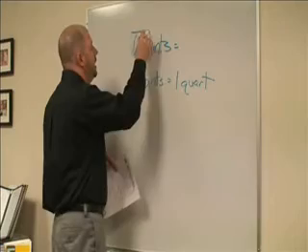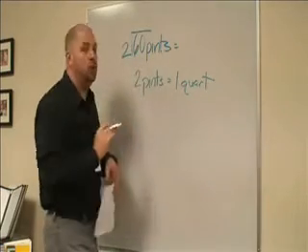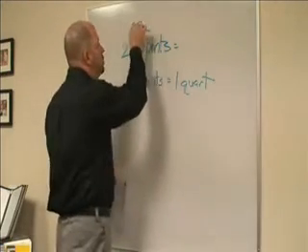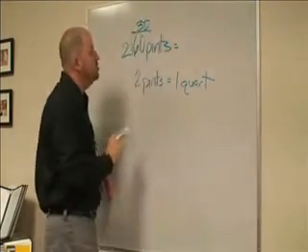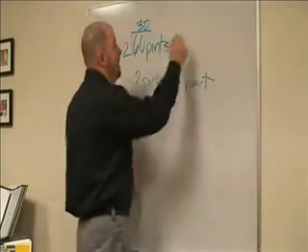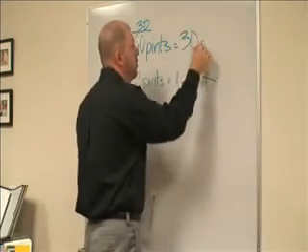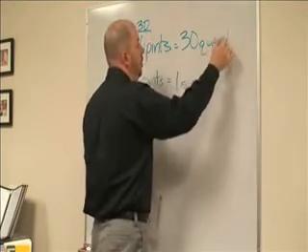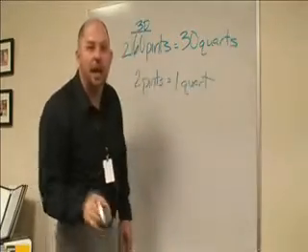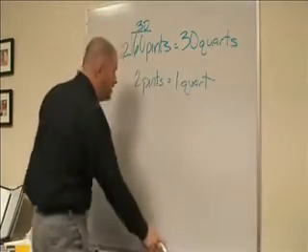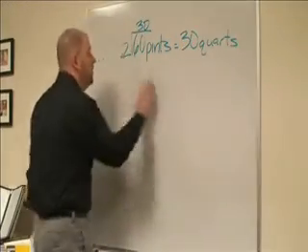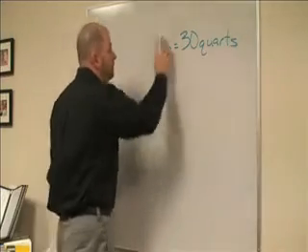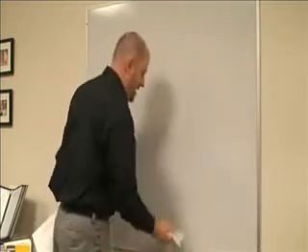So what do I do? I take 60, I divide that by 2. I know that 60 divided by 2 equals 30. So now that's going to give me 60 pints equals 30 quarts. All right, now we're moving. We're making some progress here. So, let's make some more room on the trusty whiteboard.